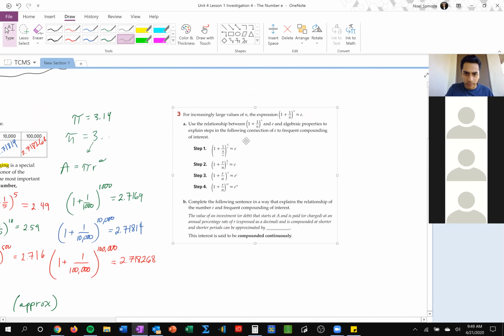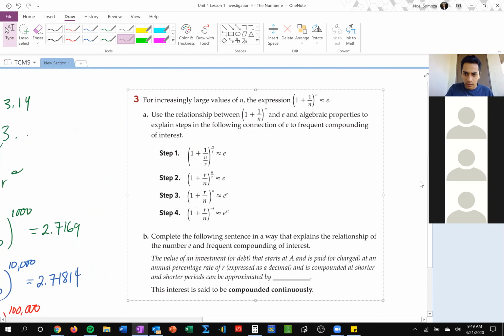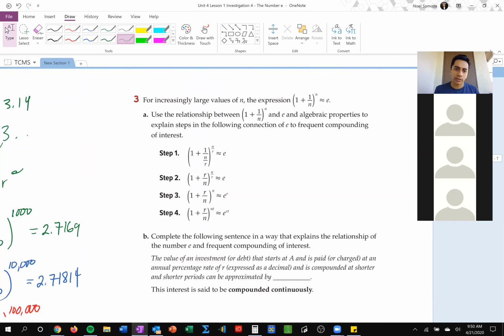All right. So it's kind of recapping what we just did, right? Saying that for increasingly large values of n, as n gets bigger, the expression starts to approximate E. And E we know is approximately 2.718. Okay, so then it says to use a relationship between the expression and E to see how E can become part of a compound interest formula.